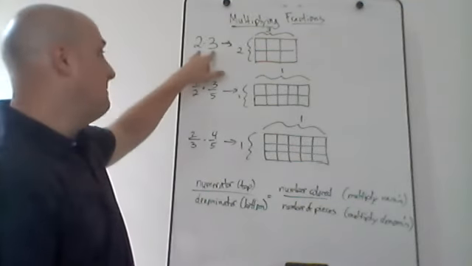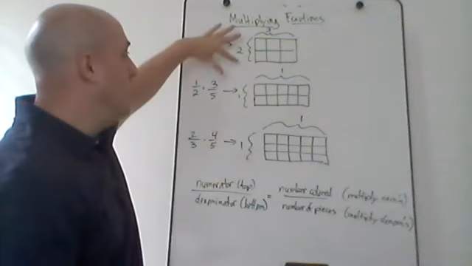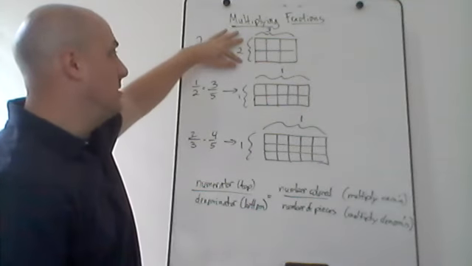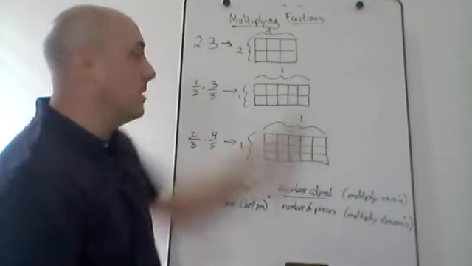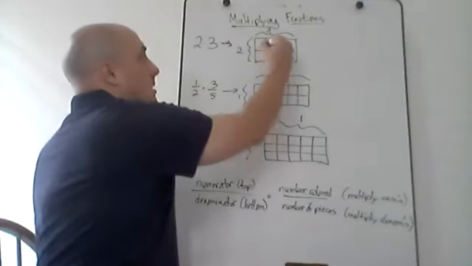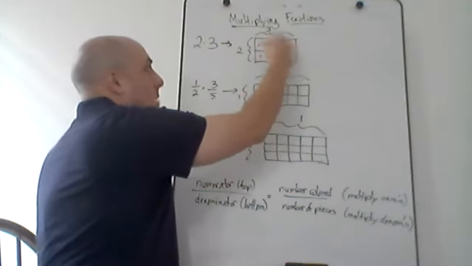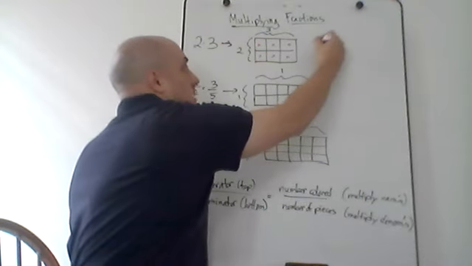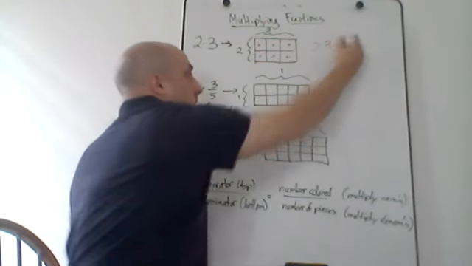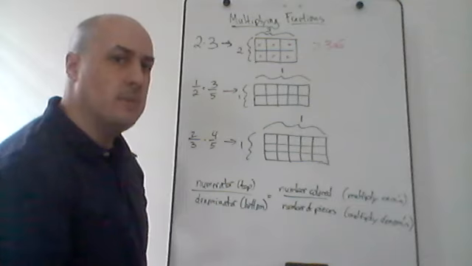So if I have 2 times 3, well, here I have 2 blocks going up and down, and then 3 blocks going across. If I multiply those, these 2 get multiplied by those 3, and we end up with 6 total blocks. So 2 times 3 equals 6. Does that make sense, what we did there?